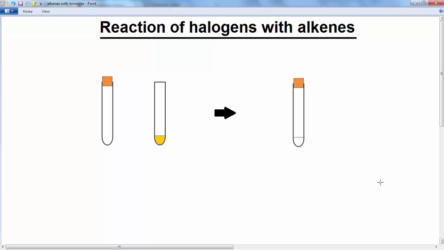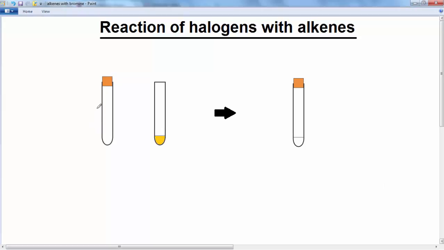Now in the case of the alkenes, it's a different situation. Because the alkenes have got this carbon-carbon double bond, that makes them more reactive, and the double bond helps the reaction with the halogens to go a lot easier.